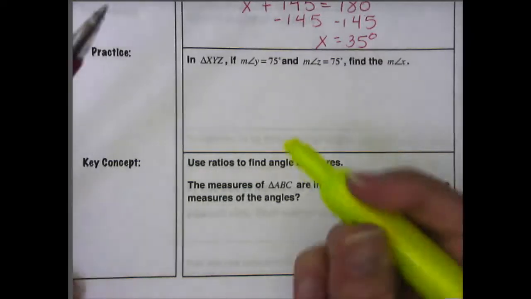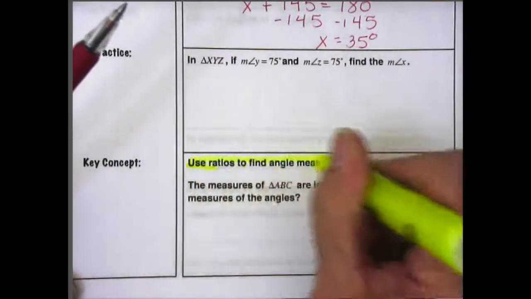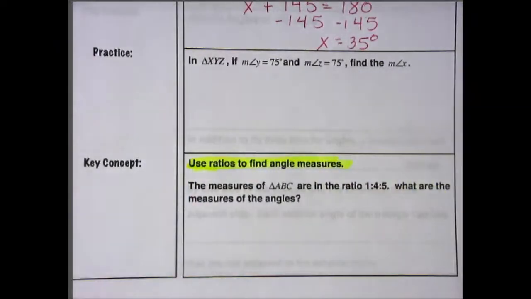The next thing we're going to do is use ratios to find angle measures. In this case, it says the measures of triangle ABC are in the ratio 1, 4, 5, or 1 to 4 to 5. What are the measures of the angles?